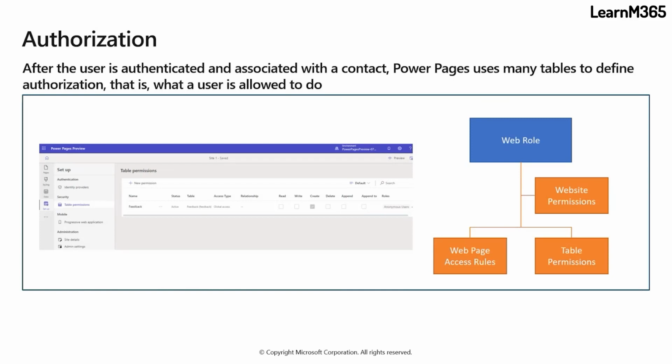Web roles you can create. There are default web roles, like anonymous user, administrator, and authenticated user. Basically, web roles allow an administrator to control user access to the portal content and database records. So what is a web role? A web role is like a security role you can consider.